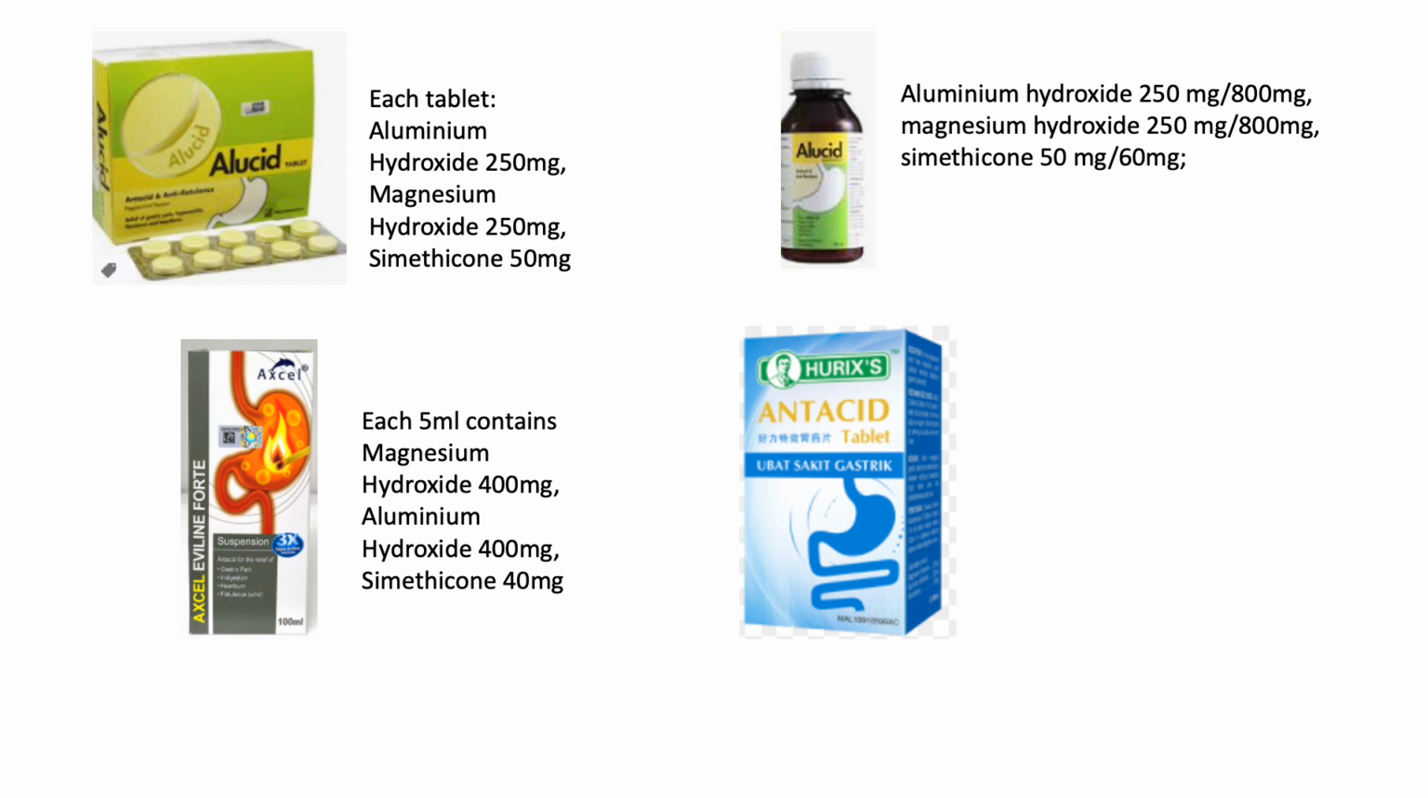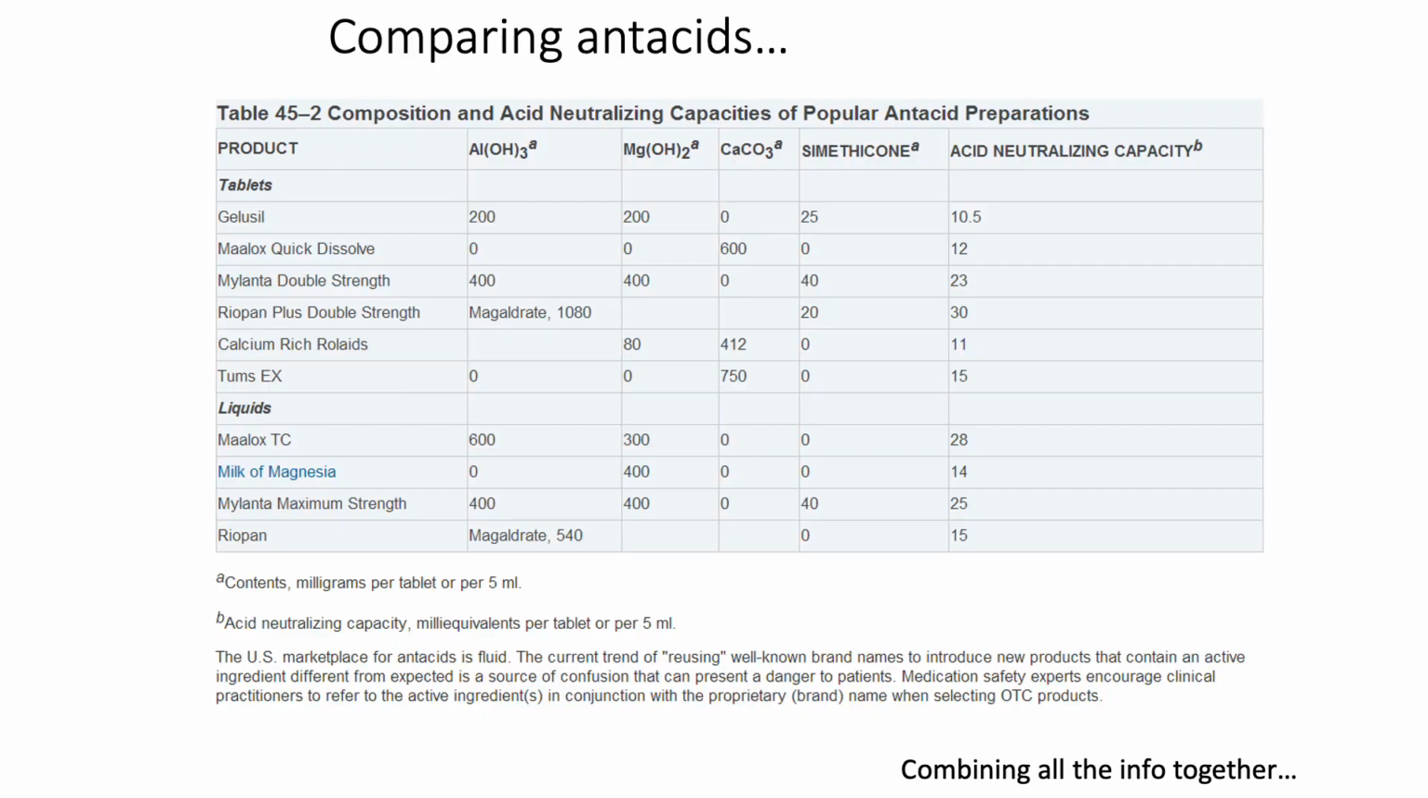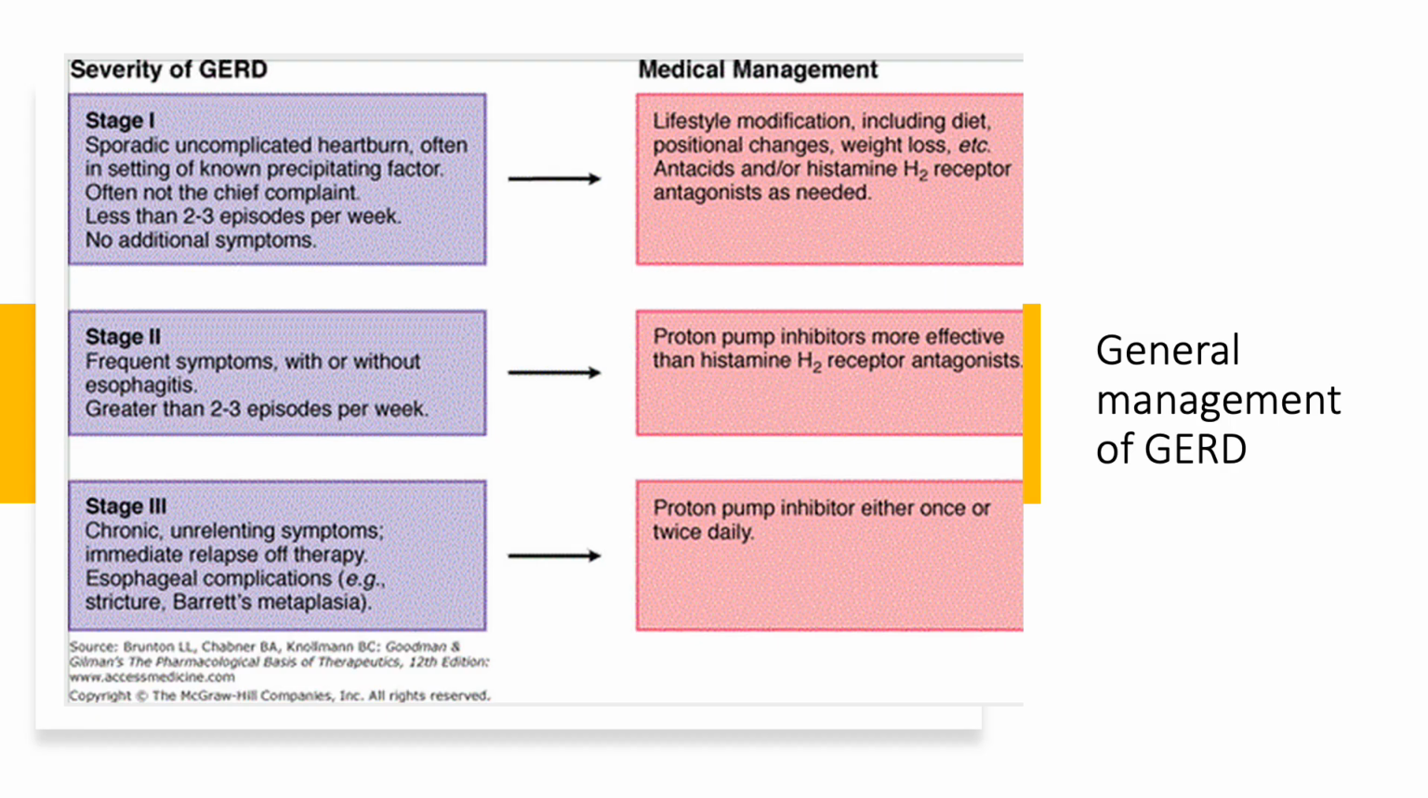There are also other local brands like Elucid, right? Other manufacturers like Hurix have their own antacid as well. Getting some information from the textbooks, you can see that if you compare, for example, Gelusil and the double strength, the concentration is double, so the acid neutralizing capacity is also double, right? This is a textbook-based answer, but it's quite relevant and quite similar to what we practice.